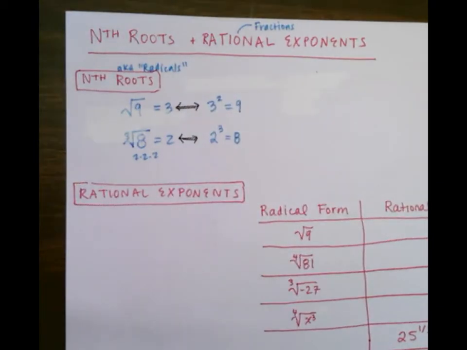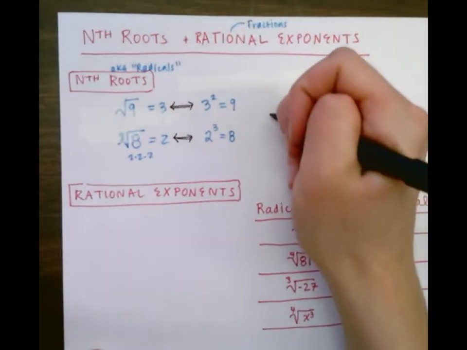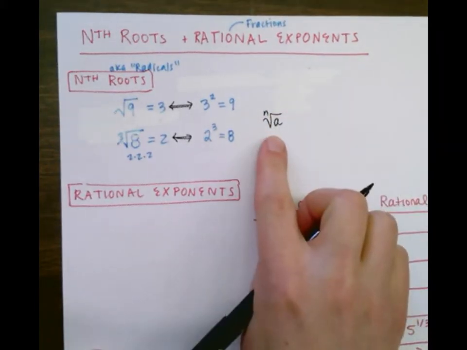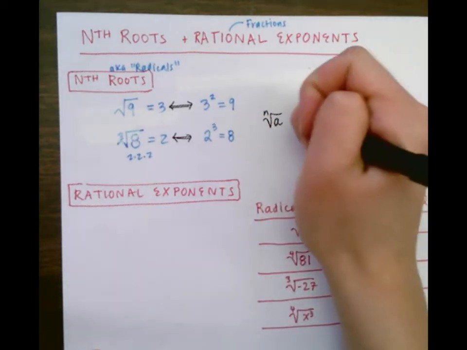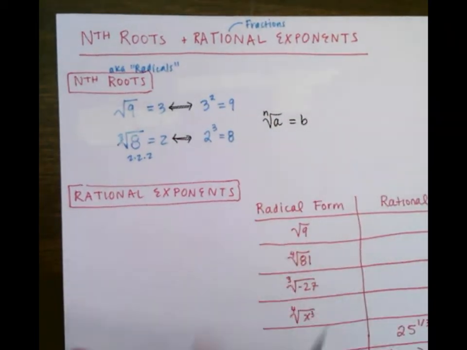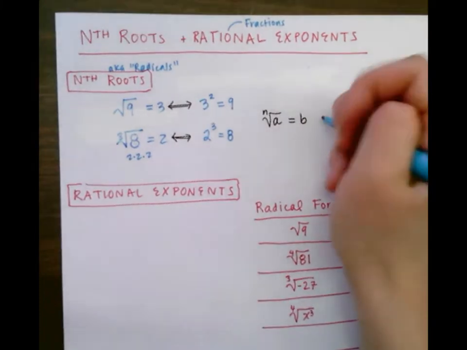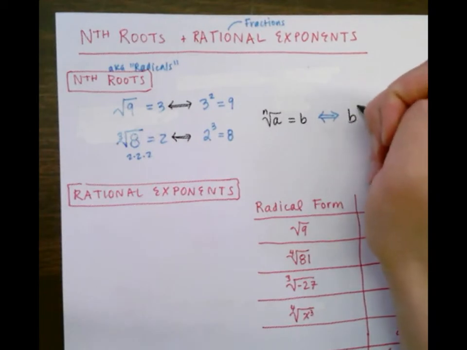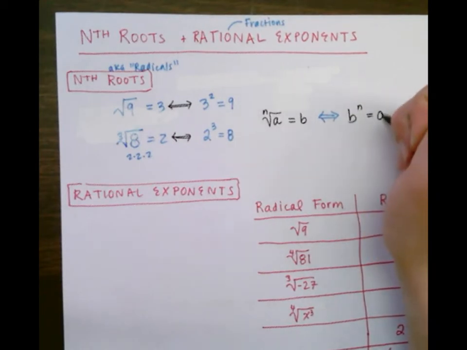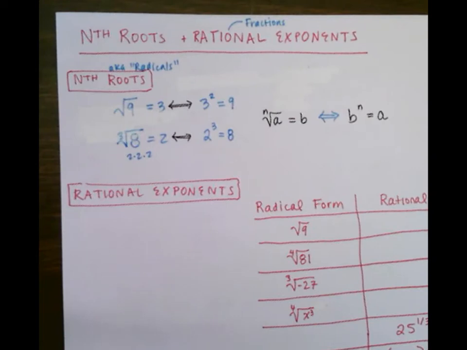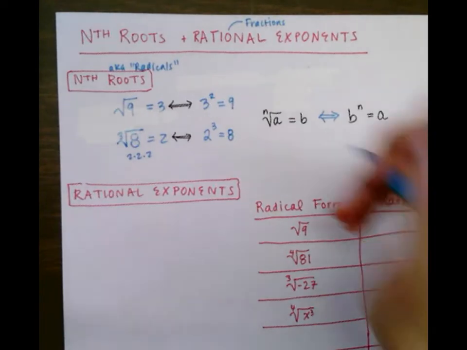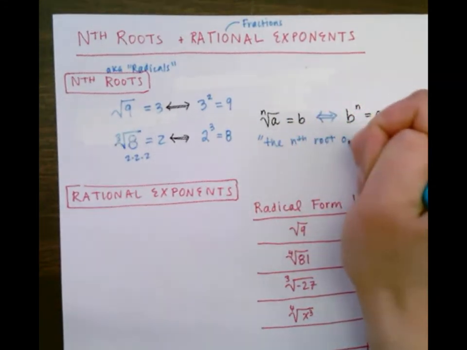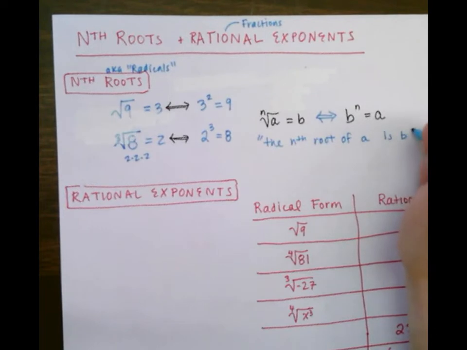And then if we want to generalize this, we could say that the nth root of A is equal to B. So A and B are numbers. Well, that is going to mean that B raised to the nth power is equal to A. And in terms of how you'd say this, we'd say the nth root of A is B.